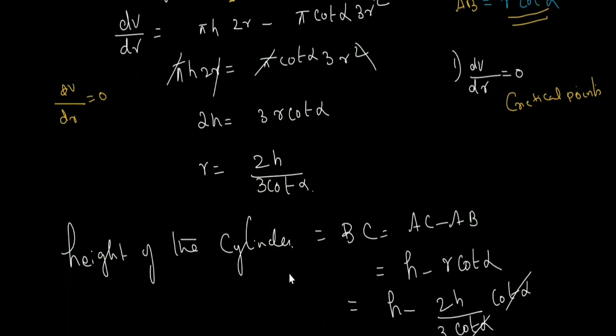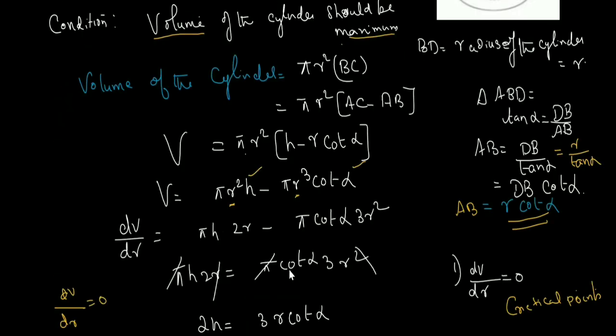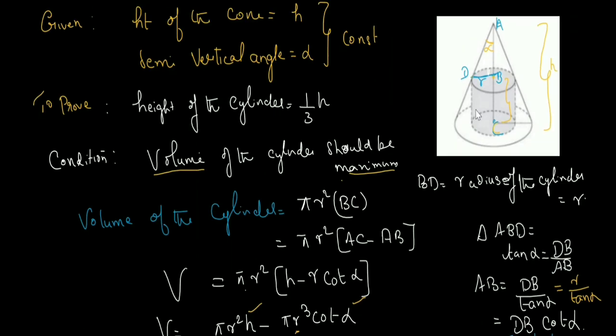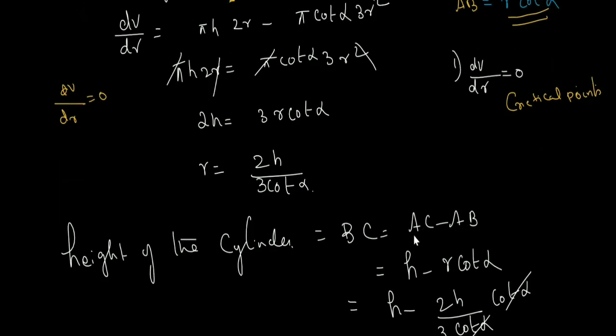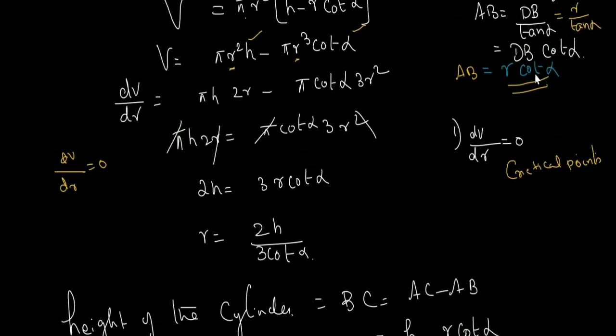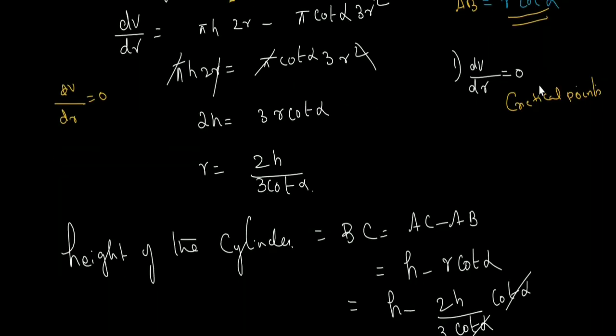Now what is the height of the cylinder? The height of the cylinder is BC, right? Because the question is, we have to prove that the height of the cylinder is 1/3 times the height of the cone. So BC is AC minus AB. AC is the height of the cone, H, minus AB, which we already wrote as R cot alpha. So H minus R cot alpha.